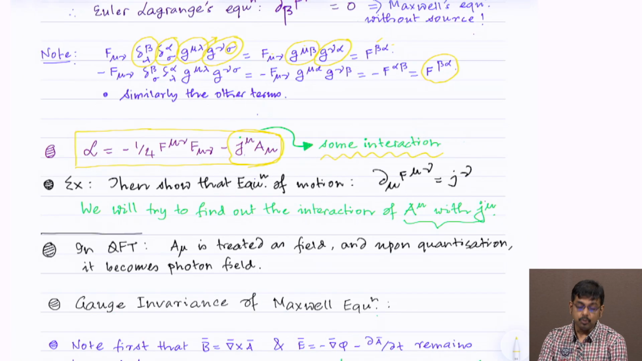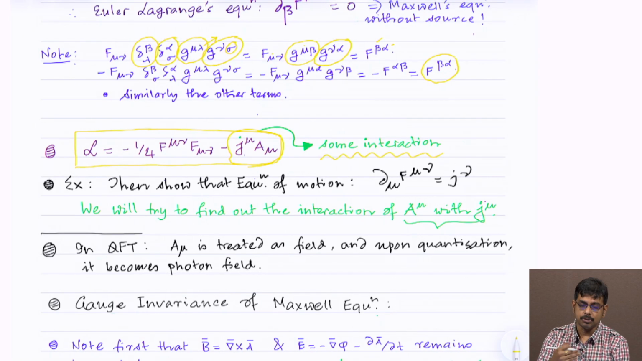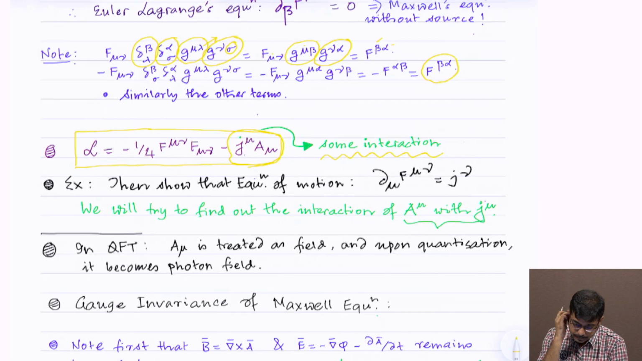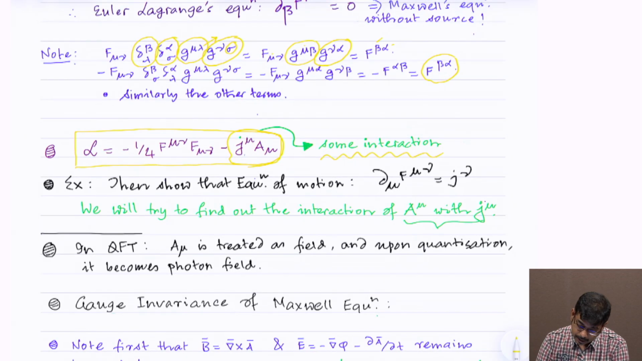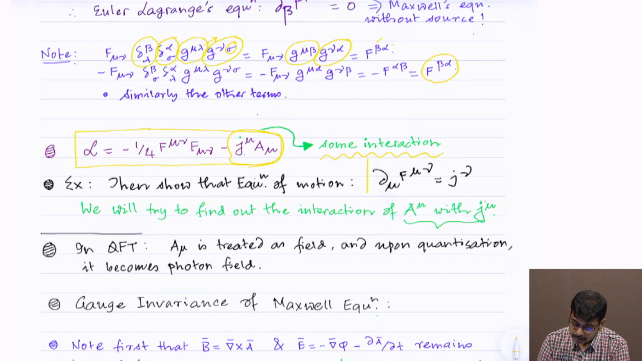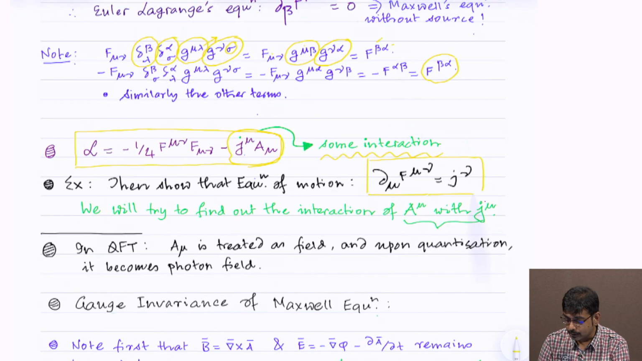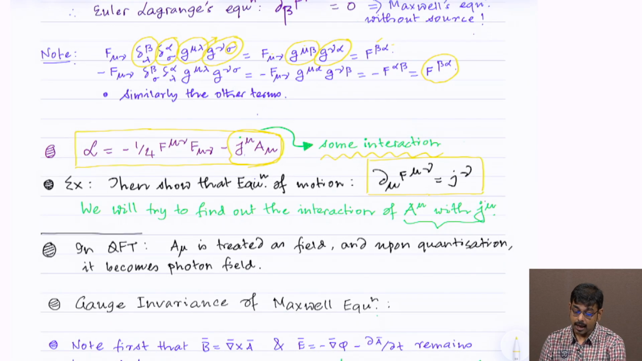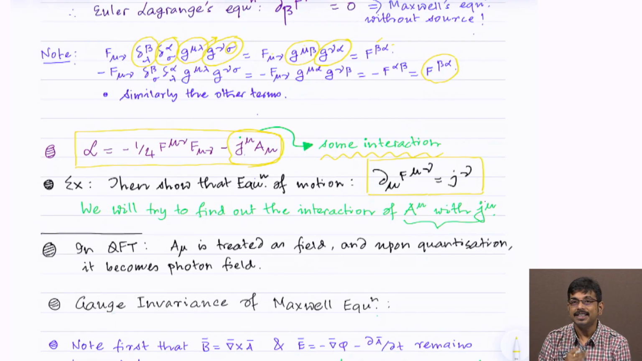And then if I do the same exercise, which you should do at home, you will find that the Euler-Lagrange equation now gives you ∂_μ F^{μν} = J^ν. Okay, so this is excellent.